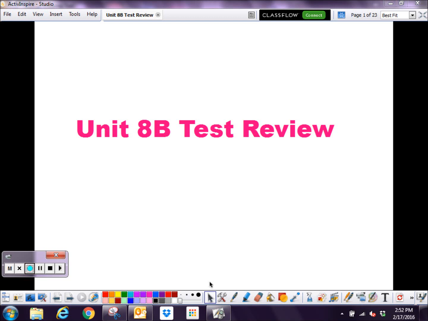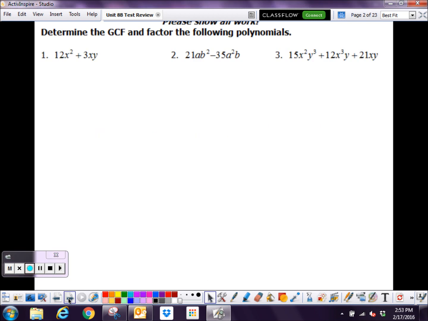Unit 8B test review. If I go too fast on anything, then pause it or rewind it or whatever you need to do, but I'm going to go pretty quick. Okay, so this first section says determine the GCF and factor the following polynomials.